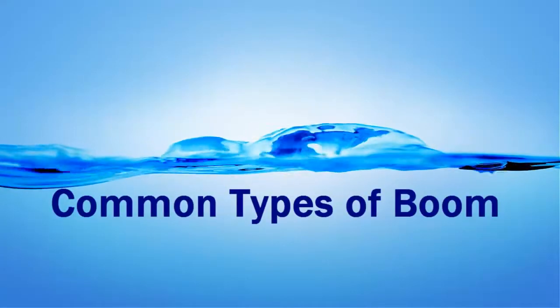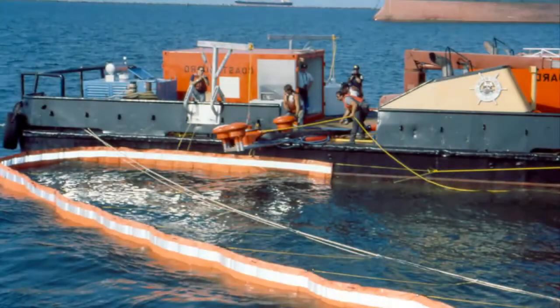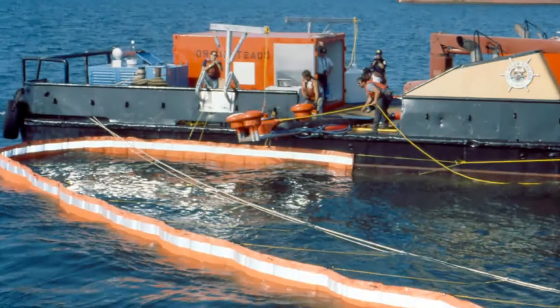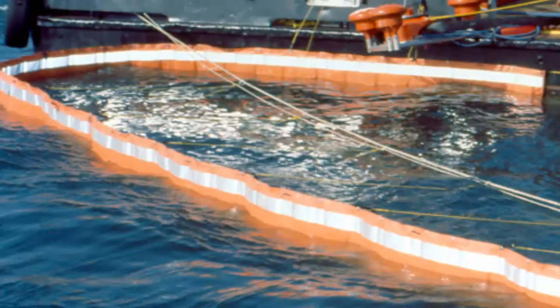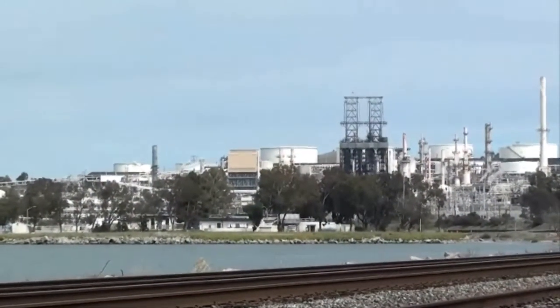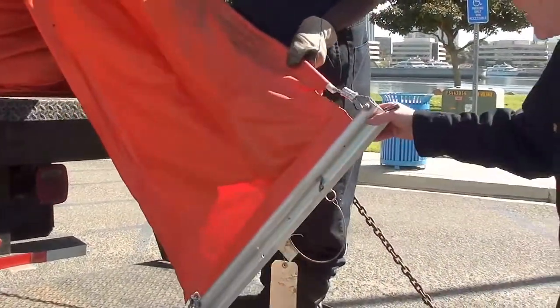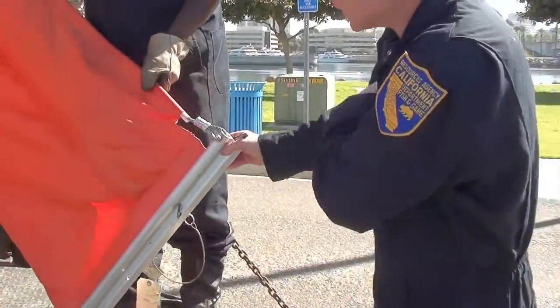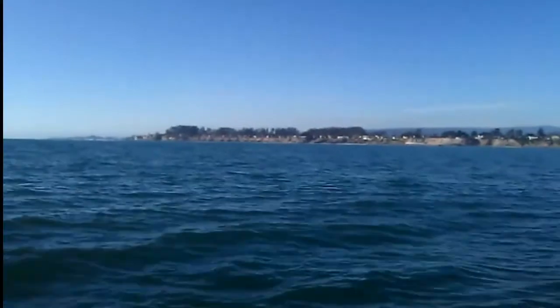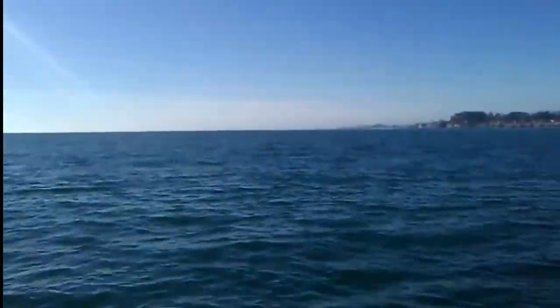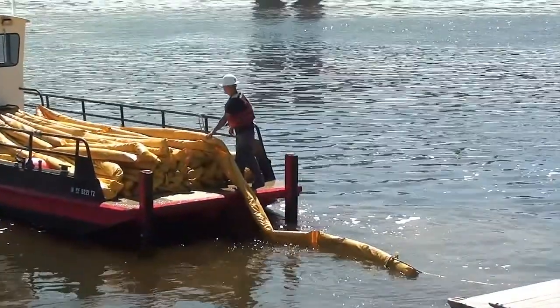Common types of boom. Fence boom has a tall freeboard and short skirt. It is heavy and rigid, which is why it is used at facilities where it can be left in the water and pulled out when needed. Curtain boom has a shorter freeboard and a longer skirt. Responders use curtain boom when underwater currents are stronger and the oil has an opportunity to move below the surface of the water.